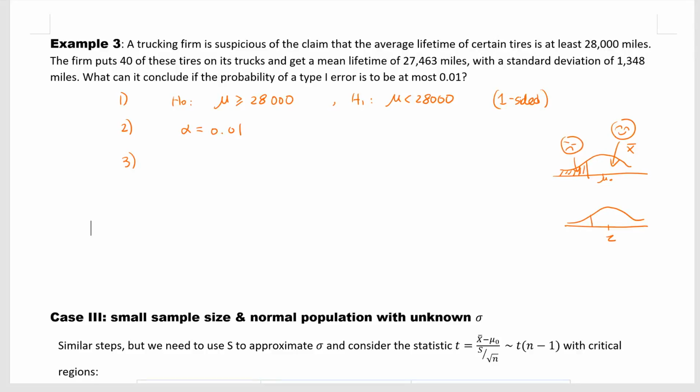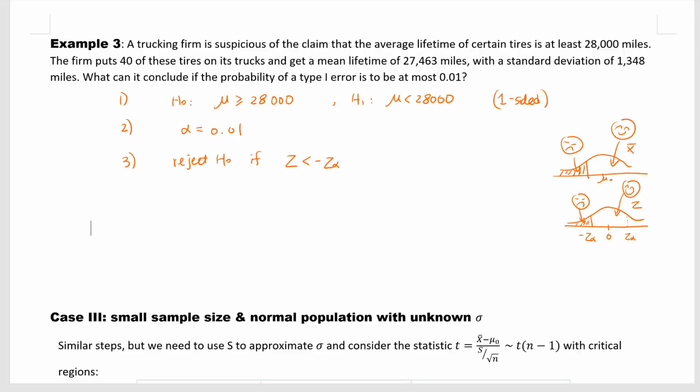So this picture is the same. This is Z, this is 0. And we're not happy here, happy here. So the not happy area is alpha. So this is alpha. Well, then the corresponding point here is minus Z alpha, because we know this is Z alpha. So we reject H0 if our Z is less than minus Z alpha. So far, so good, everybody?